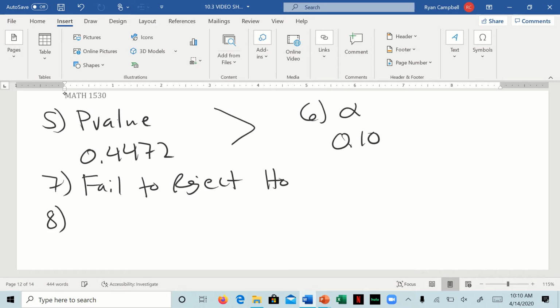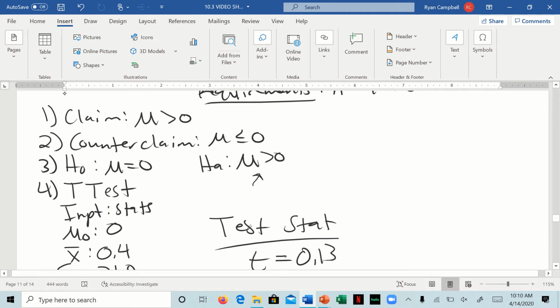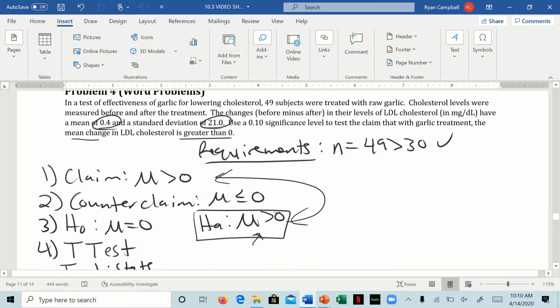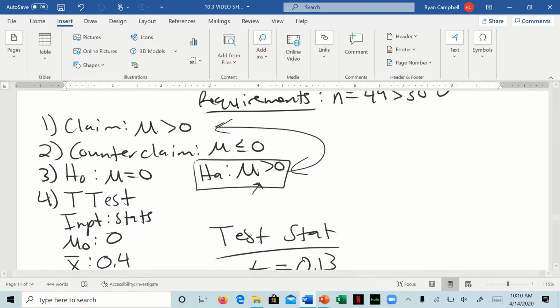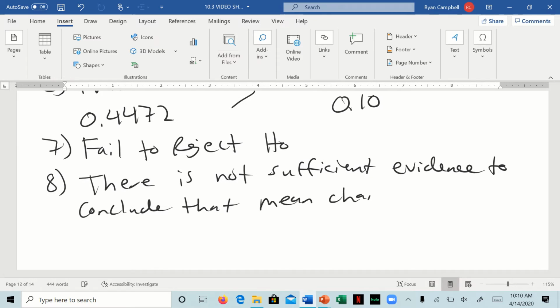So step 8, our conclusion. So we say that there is not sufficient evidence, because we failed to reject, to conclude that... let's go back and look, what are we trying to conclude? So HA, right, we couldn't conclude the same thing as the claim. So the claim says that the mean change in cholesterol is greater than 0. We could not conclude that the mean change in LDL cholesterol is greater than 0.